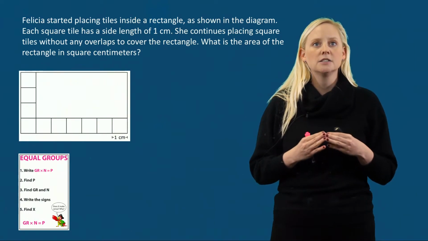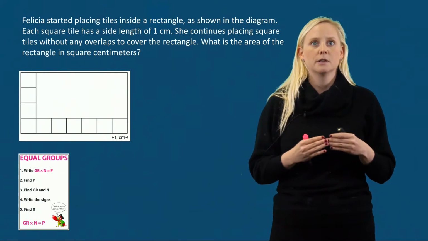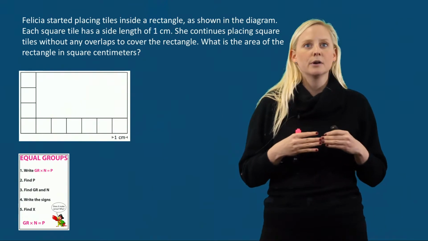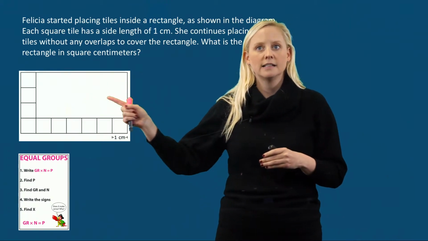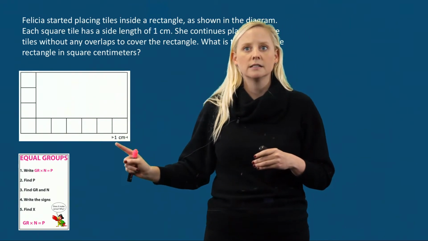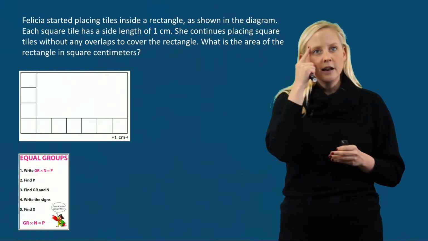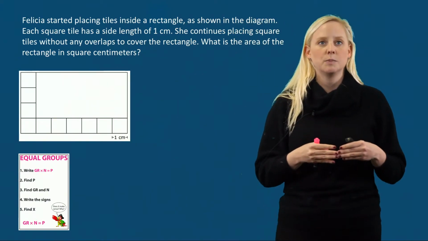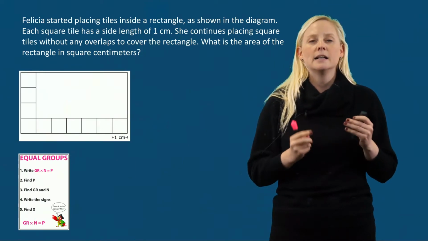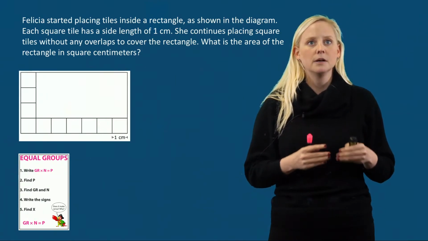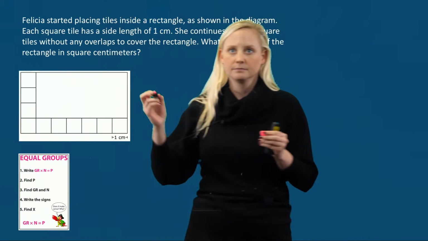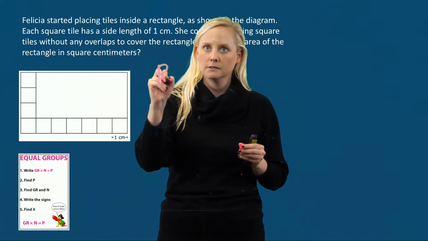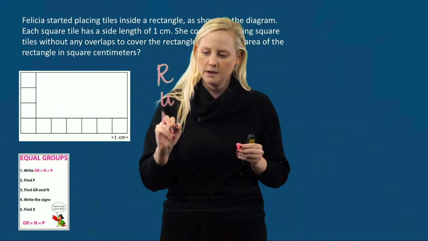So the first thing I need to do when I see a word problem is check for a table or a graph. I don't see a table or a graph, but I see a picture here. And I see a picture of a rectangle, and it says 1 centimeter. So I know in my head that I'm probably going to need this picture to solve my problem. But I don't have a table or a graph to number, so I'm going to run through my problem. So I'm going to write R-U-N.